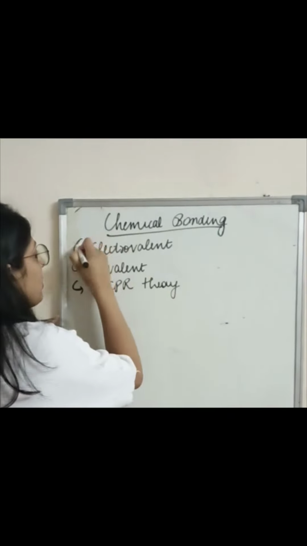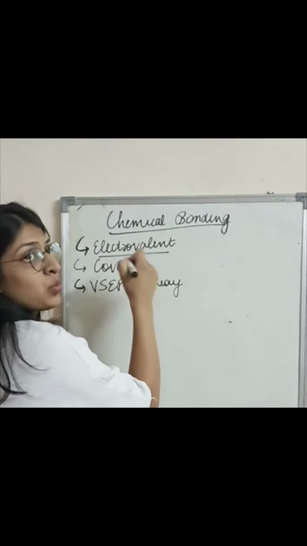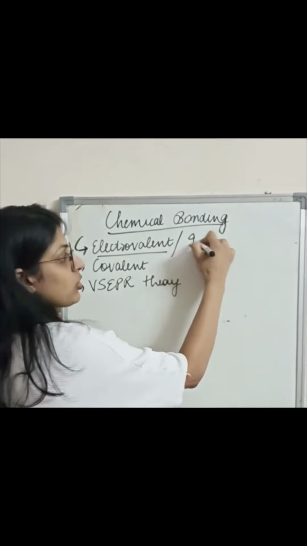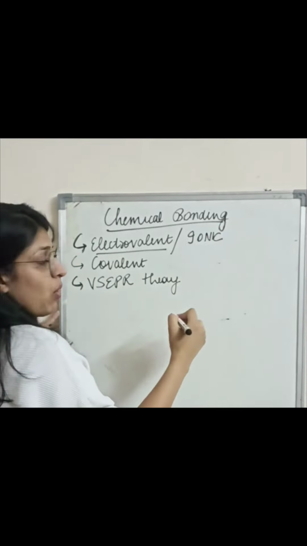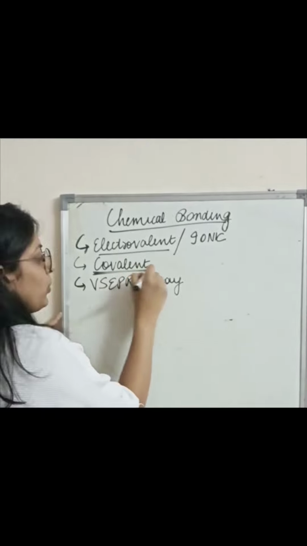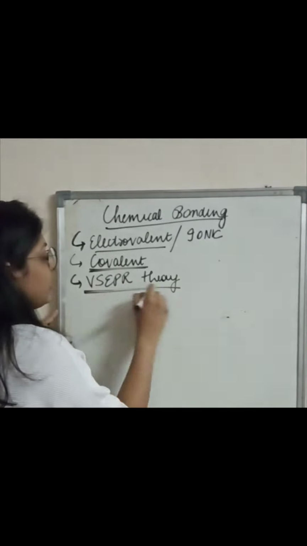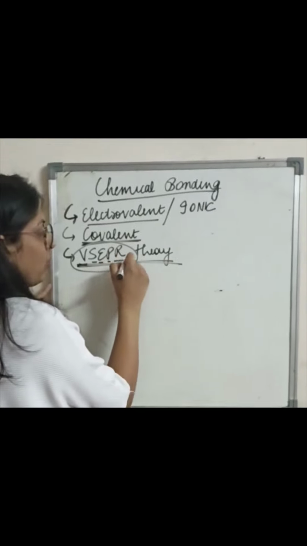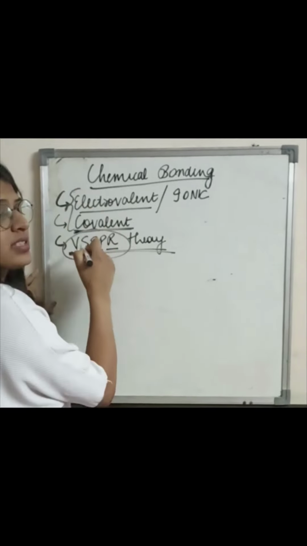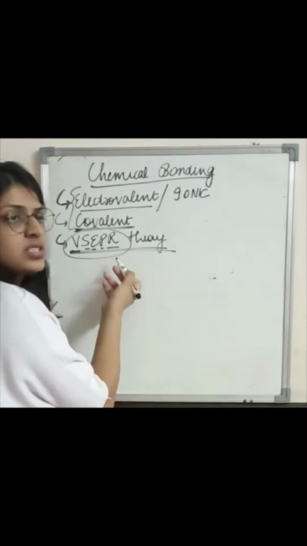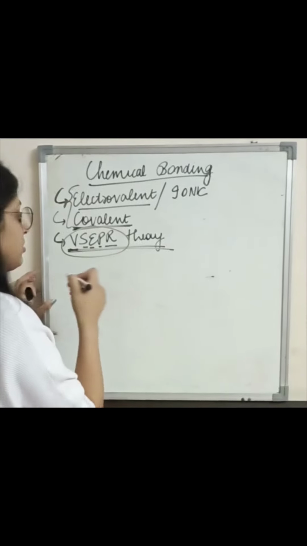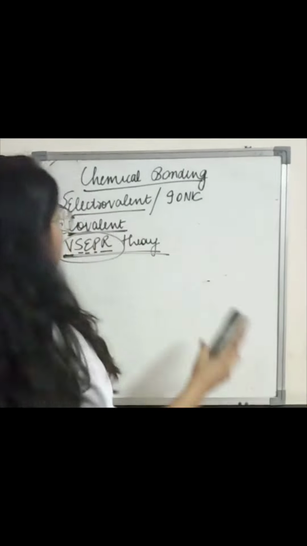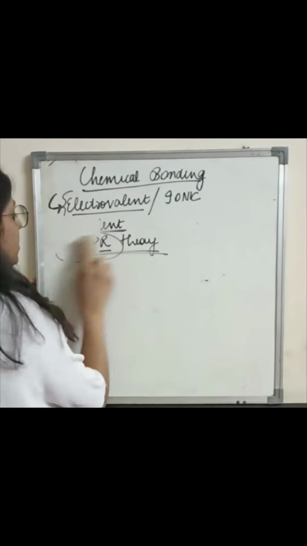Firstly, we will discuss the bonding in electrovalent, that is, what is an electrovalent bond, which is also called an ionic bond. Then we will discuss covalent bonds, and at last we are going to discuss valence shell electron pair theory. Here we will discuss what these bonds are, their conditions and their formations. So coming to the first, electrovalent bonds.